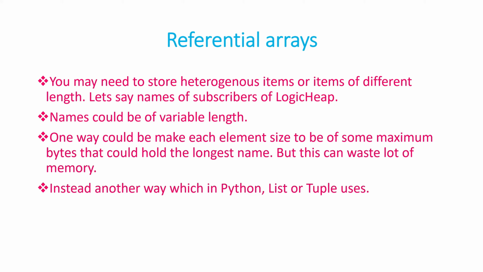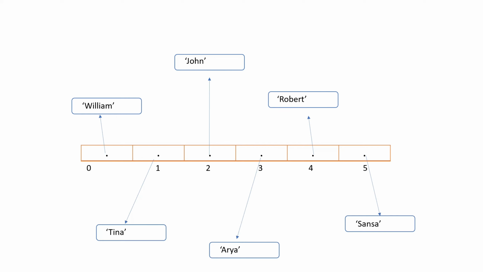Now, what is the other way? Even in Python, your list or tuple uses this. List or tuple is something which we are going to use extensively, so we should know what they do. Here also we are going to take a contiguous array. This is the same, but instead of writing the name in this space, we simply mention the address where this name is stored.